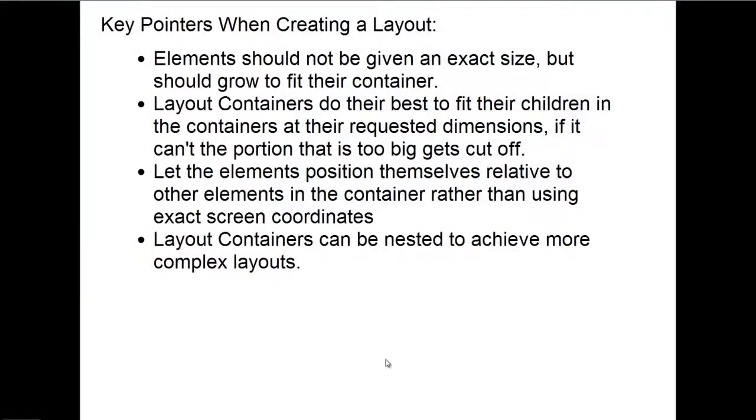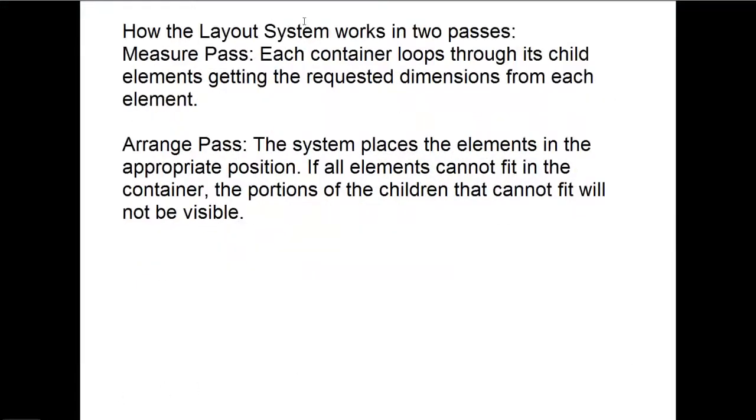So how's all this working? Well, the layout system works in 2 passes. The first pass is the measure pass, where each container loops through its child elements, getting the requested dimensions from each element. And then there's the arrange pass, where the system places the elements in the appropriate position. And if all elements can't fit in the container, the portions of the children that can't fit will not be visible.